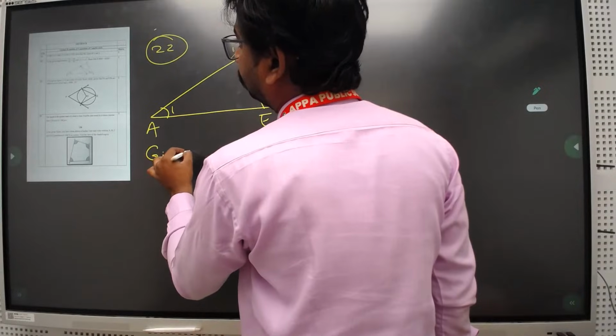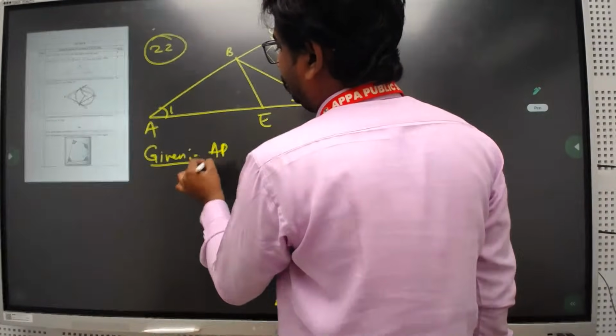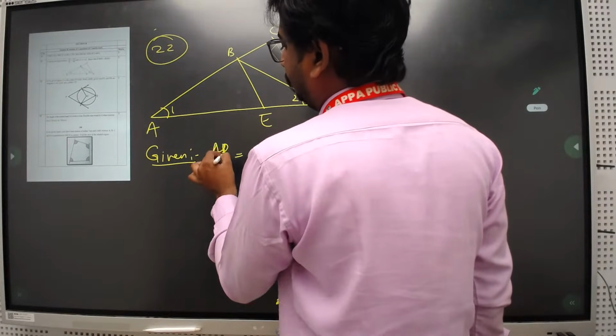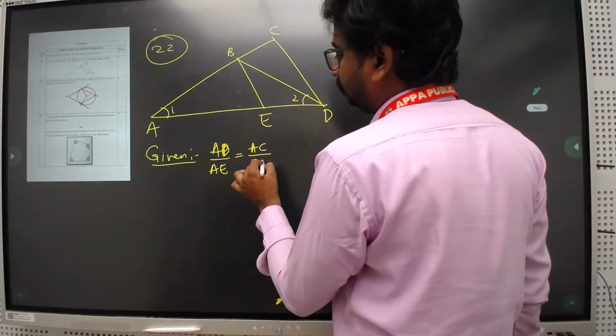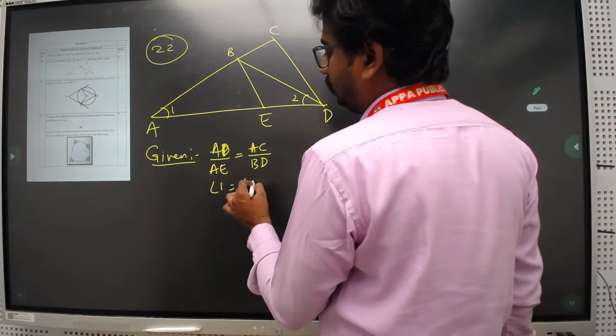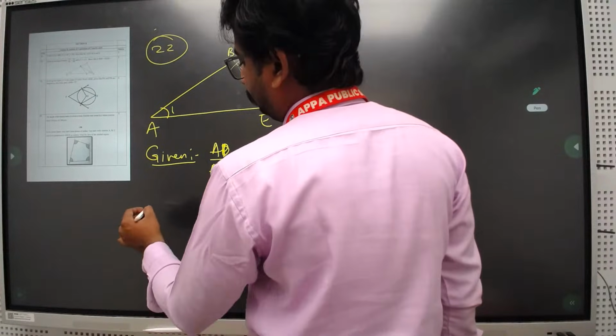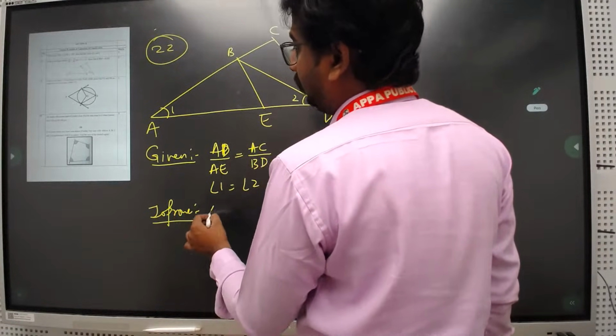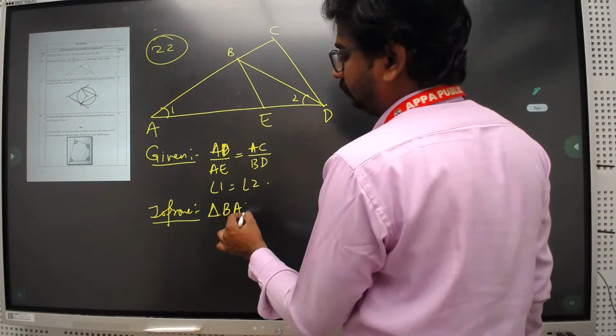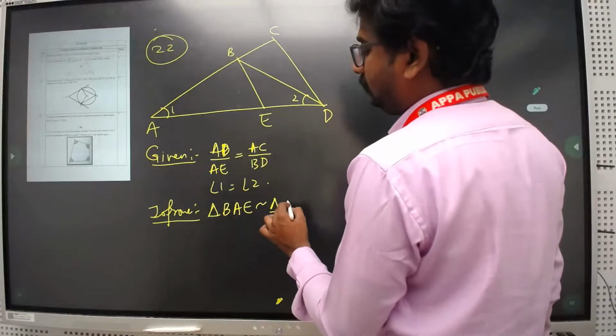Given AD by AE is equal to AC by AD. Angle 1 is equal to angle 2. To prove: triangle BAE is similar to triangle CAD.